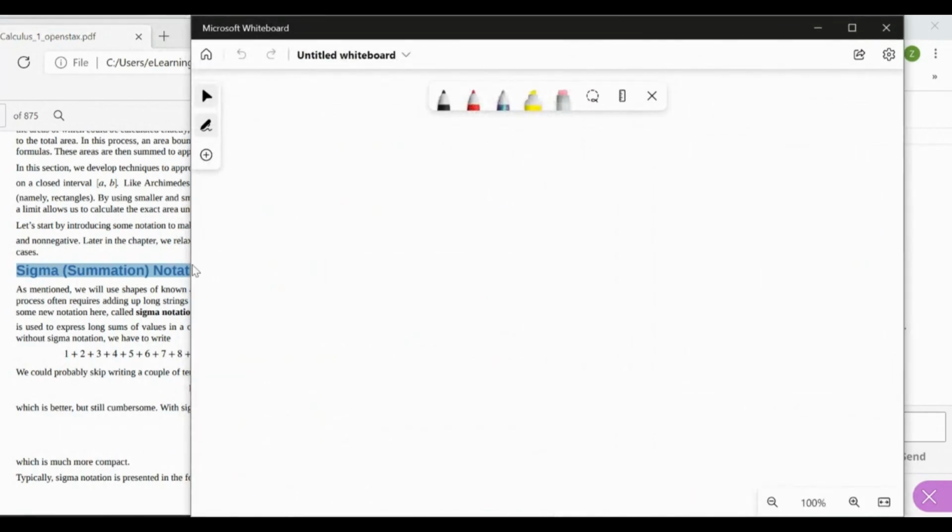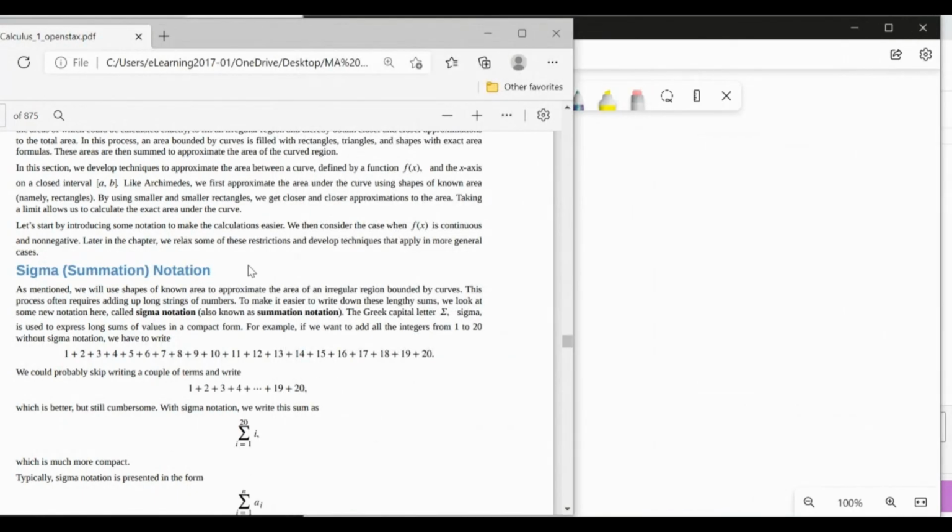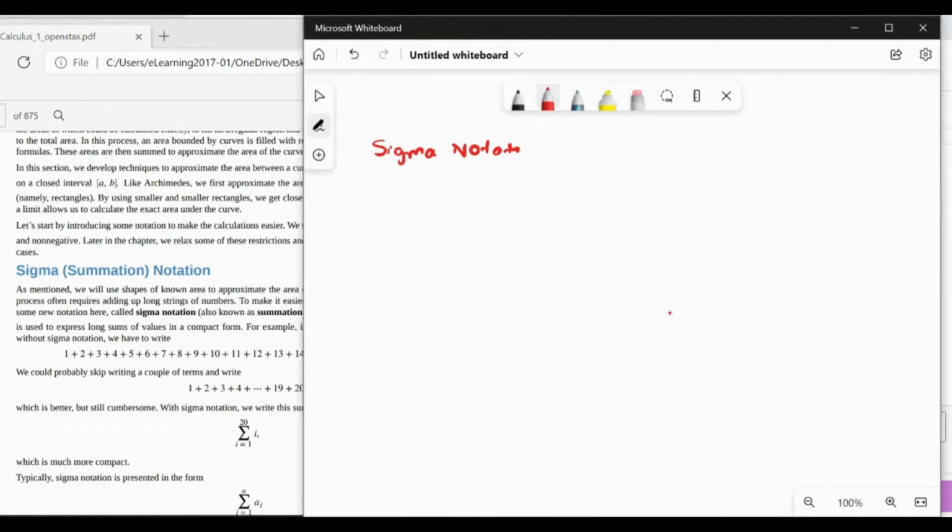So the sigma, or the summation notation, is used when we have a long sum, when we add multiple expressions, several numbers. So instead of writing them all one by one, we just use a shortcut. So we just use this sigma letter. This is the Greek capital letter sigma, and we just use it as a shortcut to denote some numbers. So the notation goes like this.